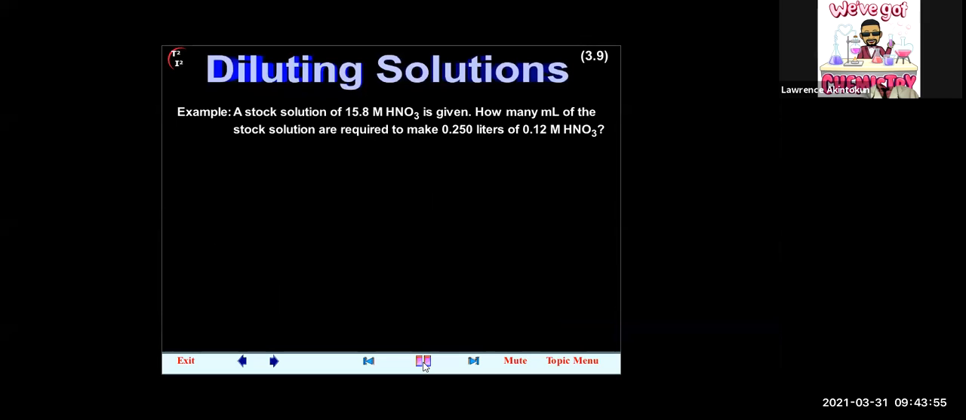Example: a stock solution of 15.8 molar HNO3 is given. How many milliliters of the stock solution are required to make 0.250 liters of 0.12 molar HNO3? All right, let's ponder over this.